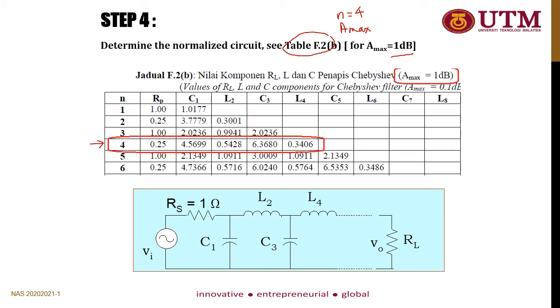So you have C1 equal to 4.5699, and then L2 0.5428, C3 6.3680, L4 0.3406, and RL as stated in the question equal to 100 ohm. So this is the normalized circuit. Okay, you need to represent the sequence, and then don't forget to put in the values in your drawing.